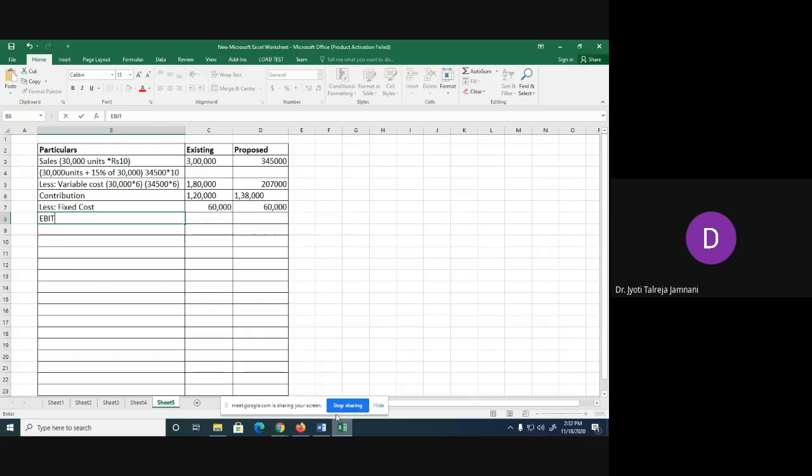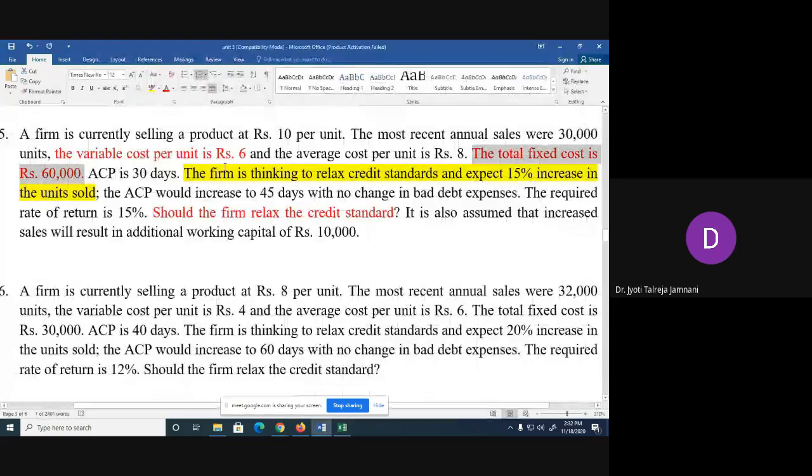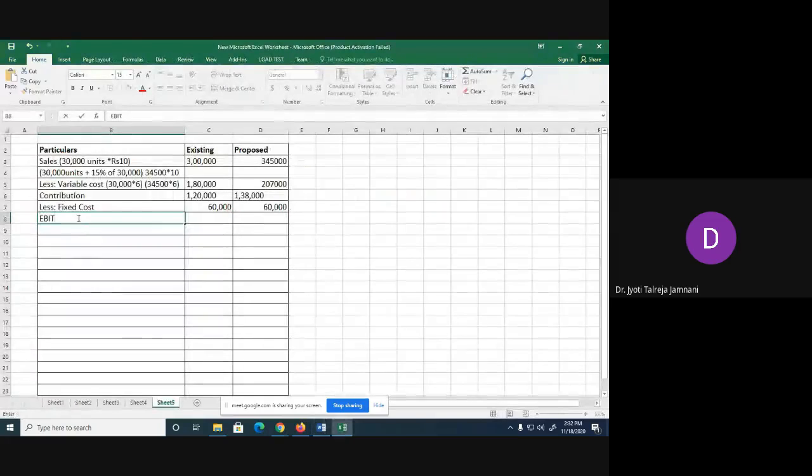Now in this problem, if you see carefully, they have nowhere given bad debts. Here, see, no change in the bad debt expense. That means they have not told us what are the existing bad debts, nor do we know the new bad debts. So the bad debt thing has not been given. That's why I'm directly finding the EBIT.